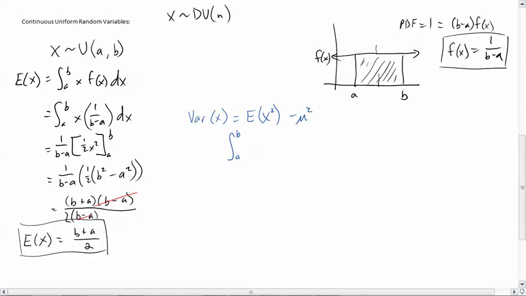What would happen if I squared this? Well, it would just be this squared right here. So instead of x, I'm doing the expected value of x squared. F of x is still 1 over b minus a, but right here, instead of x, I'm now doing x squared. So it'll be x squared over b minus a dx, of course, and then minus mu squared.